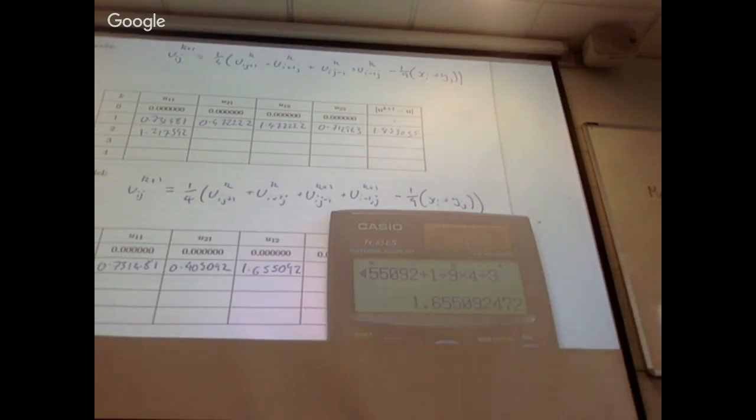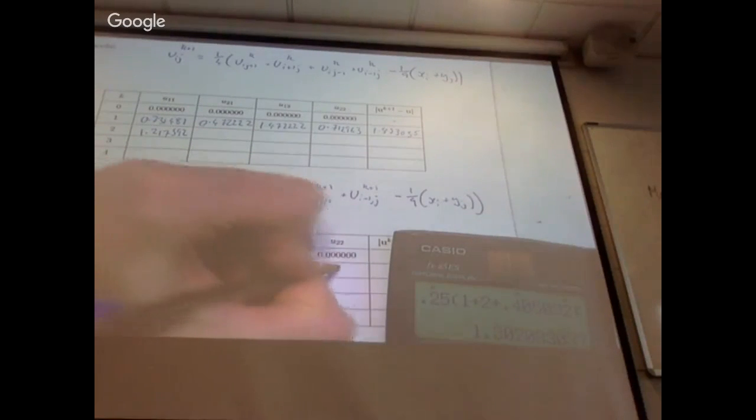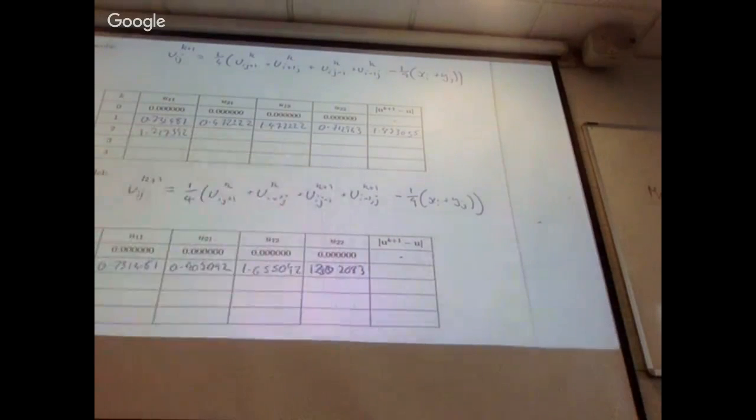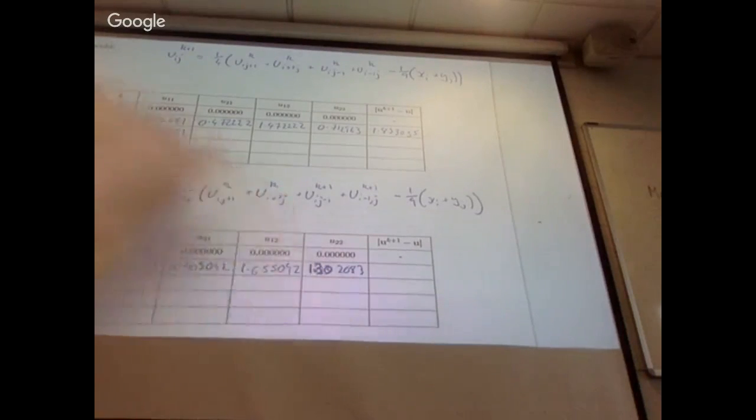That gives 1.302083. Excuse the writing there, terrible.